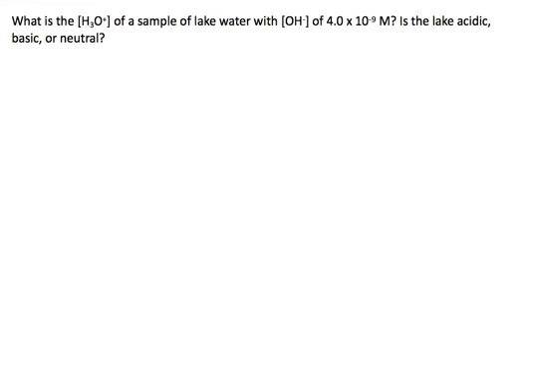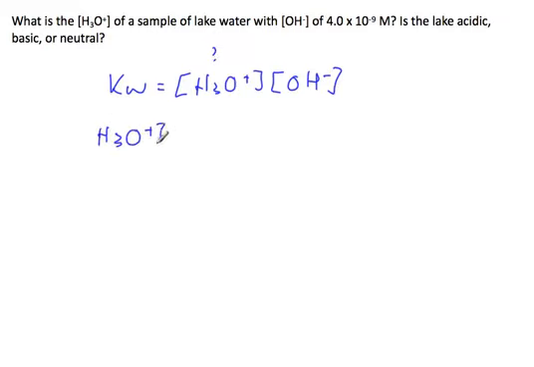So first of all, given that Kw expression, we can solve a simple little question. What is the hydronium ion concentration of sample lake water with a hydroxide ion concentration of 4 times 10 to the minus 9 moles per liter? Is the lake acidic, basic, or neutral? So we just learned this Kw expression. Kw equals concentration of hydronium times the concentration of hydroxide. We want to find the concentration of hydronium, so hydronium concentration equals Kw divided by hydroxide.